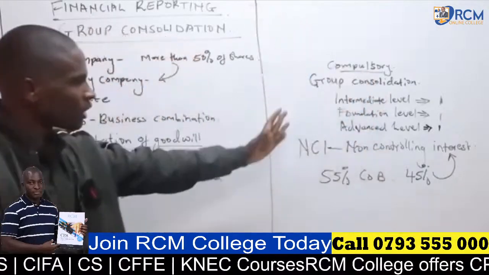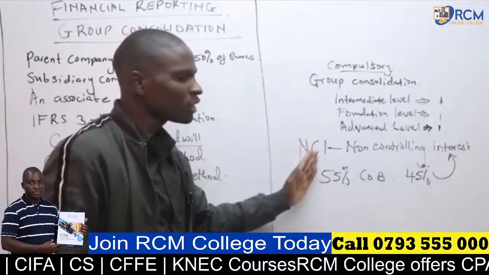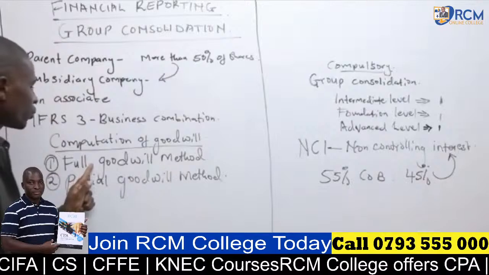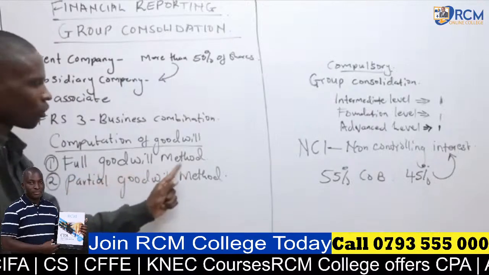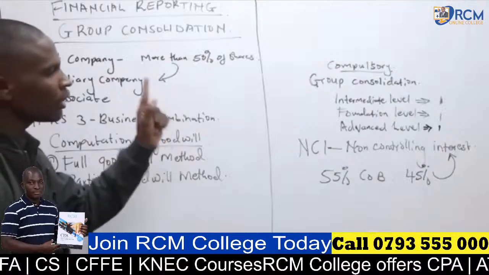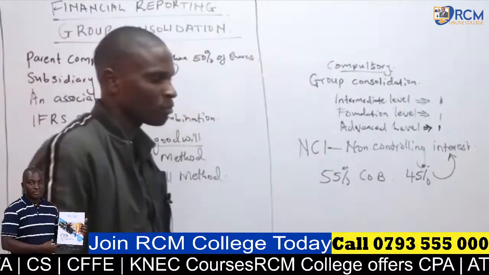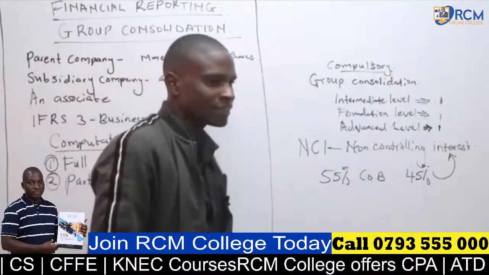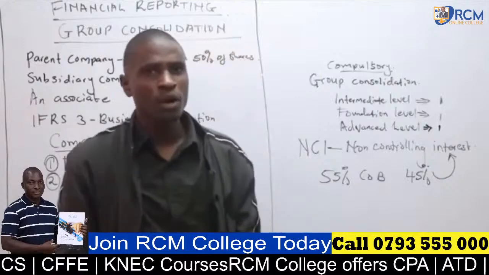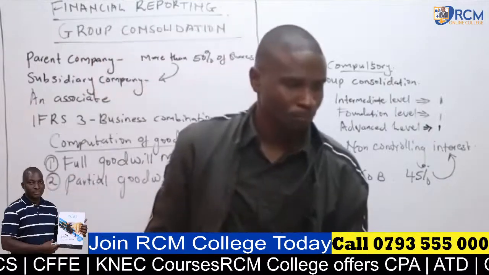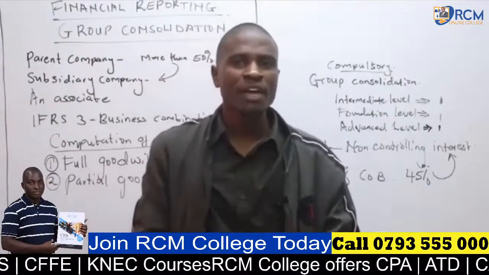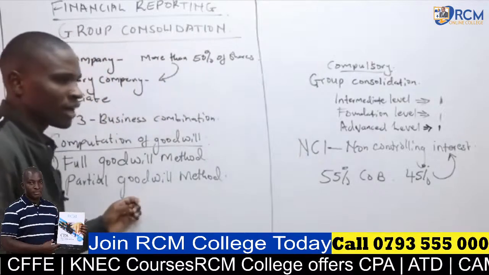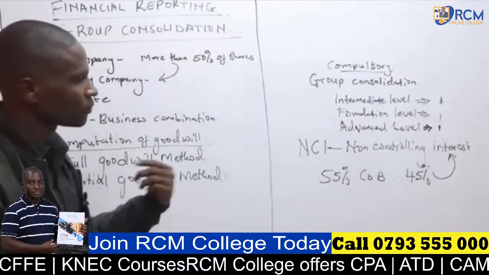So in any moment, when you are given NCI or information, you should compute the NCI. That way you compute goodwill using this formula or format, the full goodwill method. I'll show you how the formula is written. Then for the partial goodwill method, I can say it's a direct method, whereby you just take the cost of the investment and then you less all the other items at the date of acquisition of the subsidiary company.